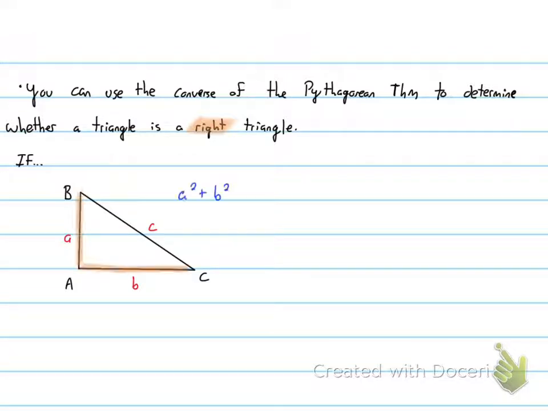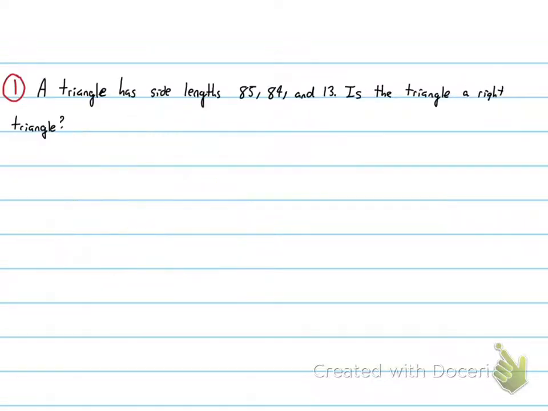So that's what you can kind of see here in this triangle. If side lengths a squared and b squared added together equal our longest side squared, that's the Pythagorean theorem. So we would have a right triangle. So again, if a squared plus b squared equals c squared, then that triangle is a right triangle.